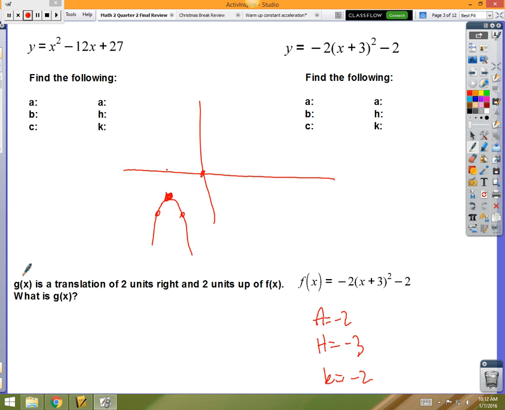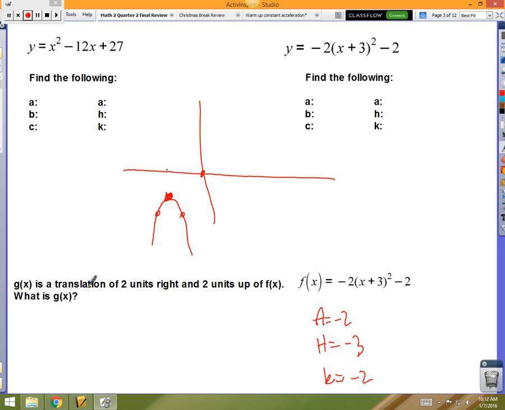Now g is going to be a translation of f. So let's slide 2 units right and 2 units up. So take this over 2 units right and then 2 units up, and you should end up right there. Your new vertex is going to be like that. So the new a didn't change. I didn't change the slope. a is still negative 2.